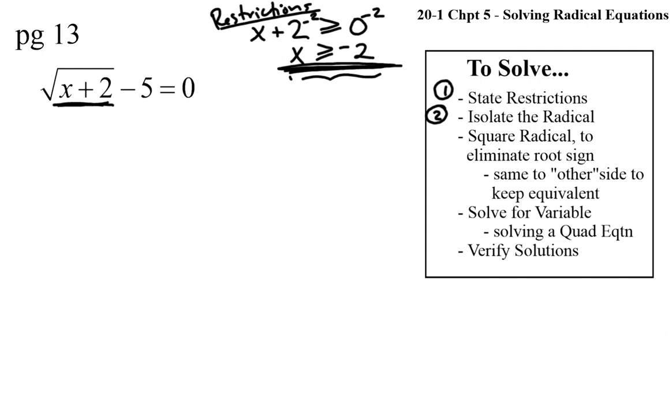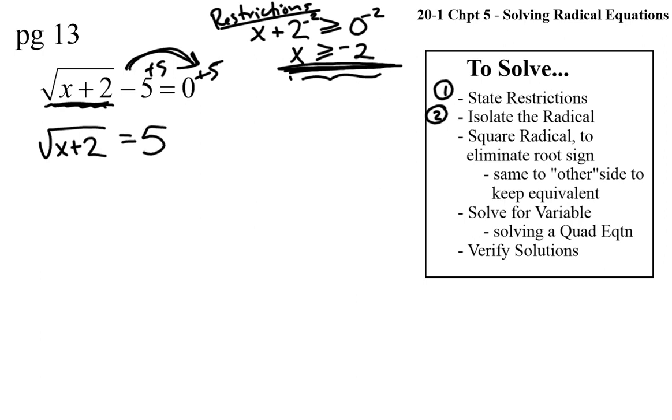Second thing is we want to isolate the radical. We want the radical by itself on one side of the equation. That means the -5. We want to move it away so the radical's by itself. Move the -5, change the other side. We're adding 5, it becomes a +5. Root x plus 2 equals 5.